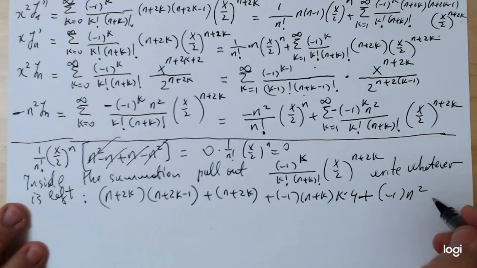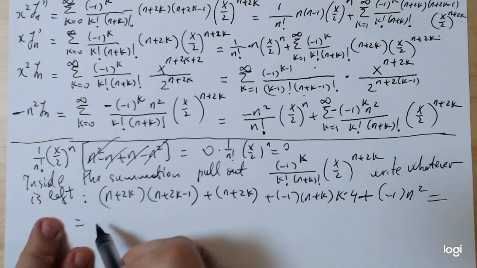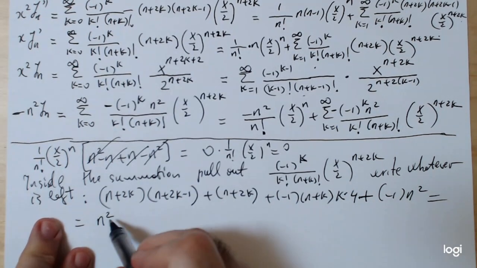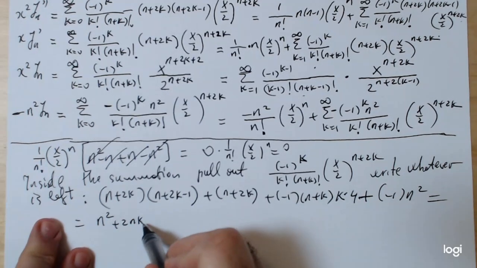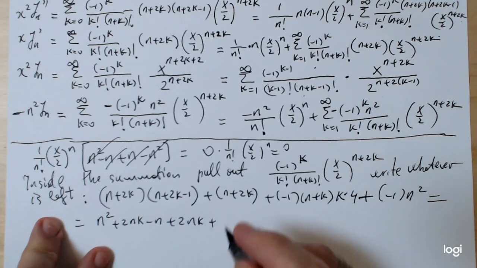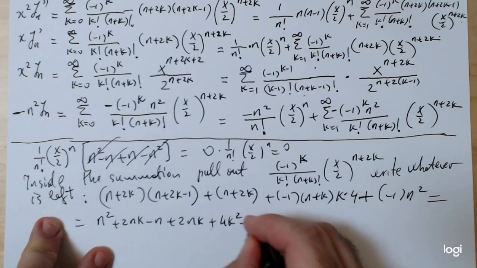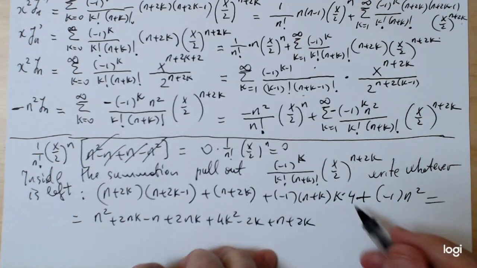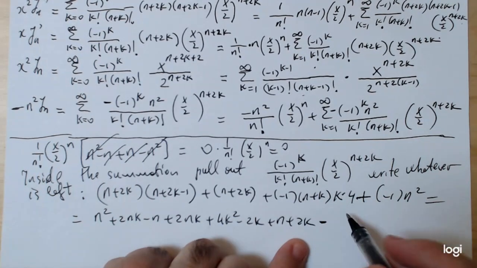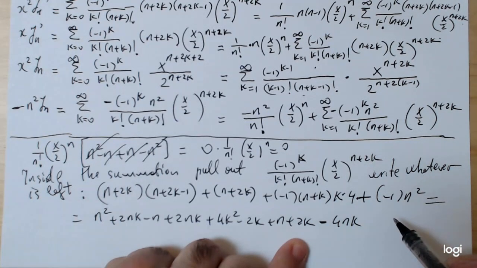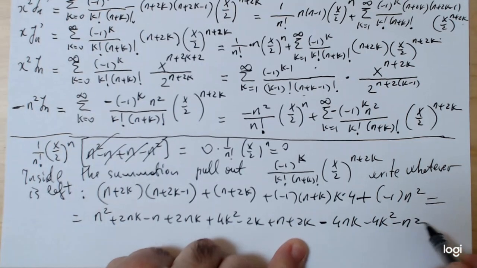All right, so let's expand all of these remaining terms. Let's expand this all the way through. n squared, 2nk minus n, 2nk plus 4k squared minus 2k plus n plus 2k, minus, let's see, 4nk, minus 4k squared, and then minus n squared.